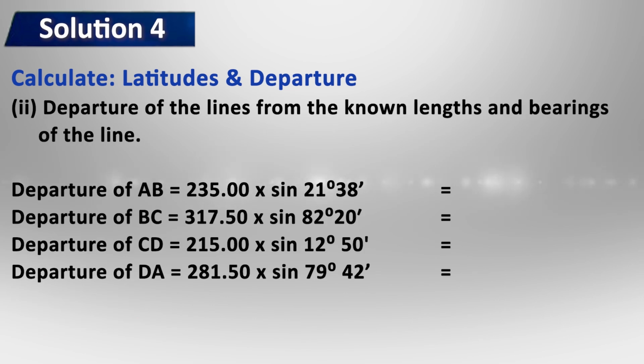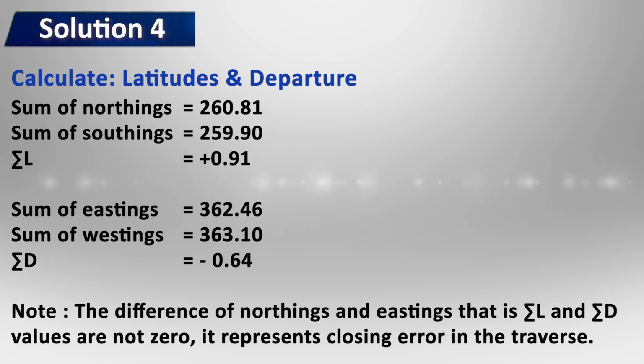Now the values are tabulated as shown in figure. The sum of the northings is equal to 260.81 meters. Sum of southings will be 259.90. The difference is plus 0.91. Similarly, the sum of eastings comes out to be 362.46 meters. Sum of westings is equal to 363.10 meters. The difference is negative 0.64.